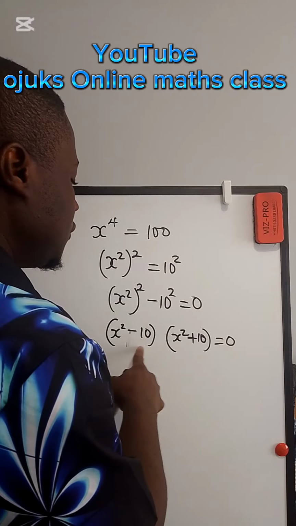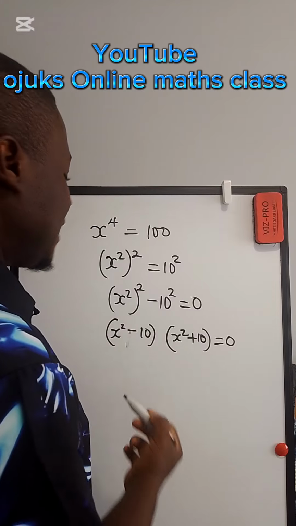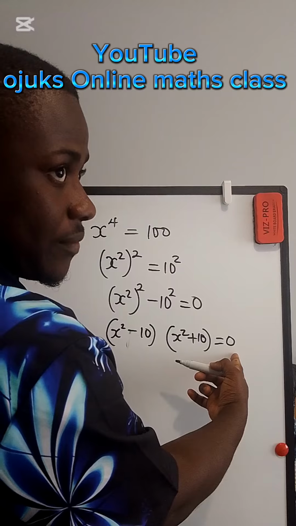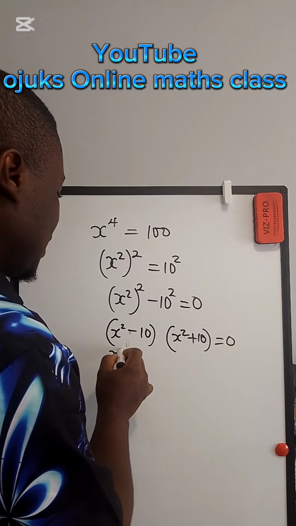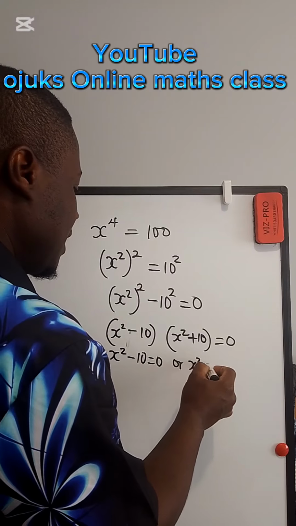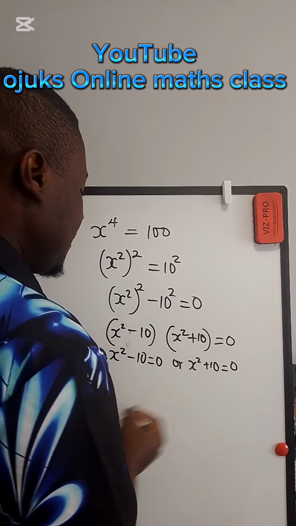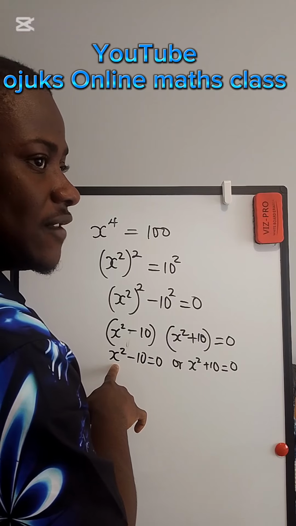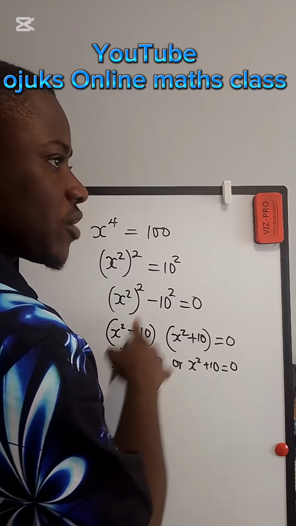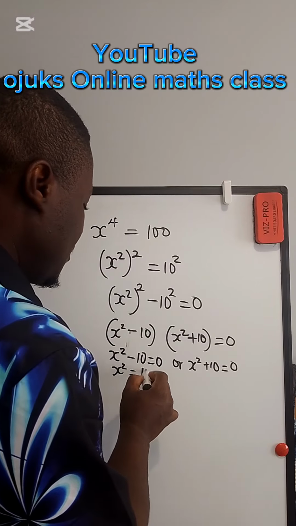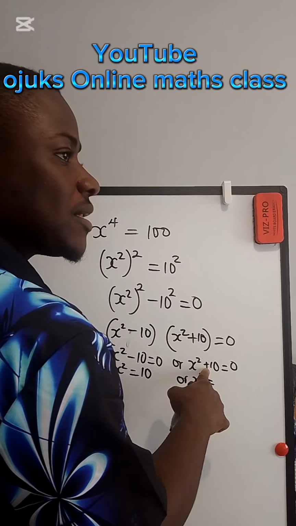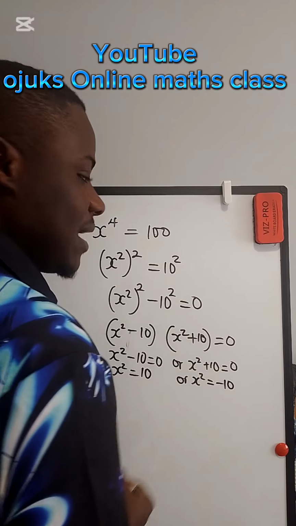Now, if the product of two numbers is equal to 0, that definitely means that either of these numbers should be equated to 0 for their product to be 0. In that case, we have either x squared minus 10 equals 0 or x squared plus 10 equals 0. If we solve for the value of x in each of these equations here, we're going to have it that x squared is equal to, minus 10 will cross over to the other side of the equation, becoming positive 10, and here x squared will be equal to plus 10 crosses, becoming negative 10, as you can see.